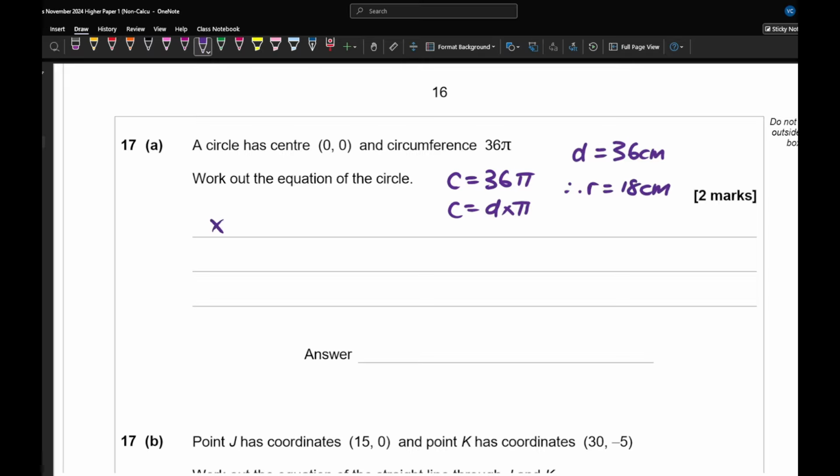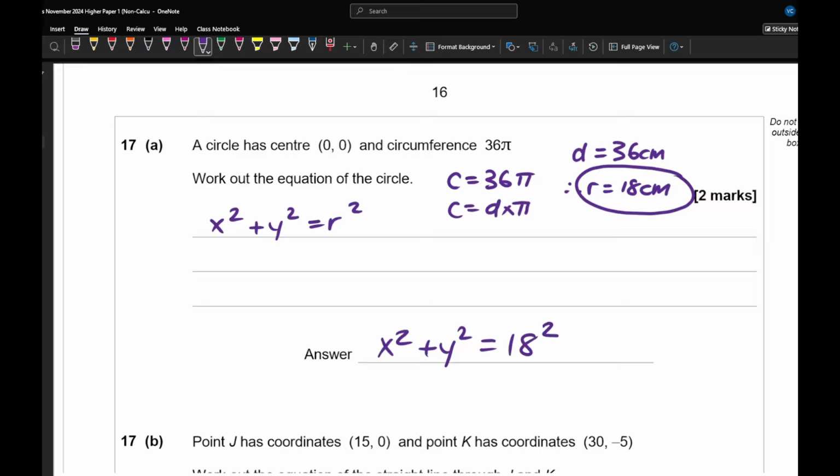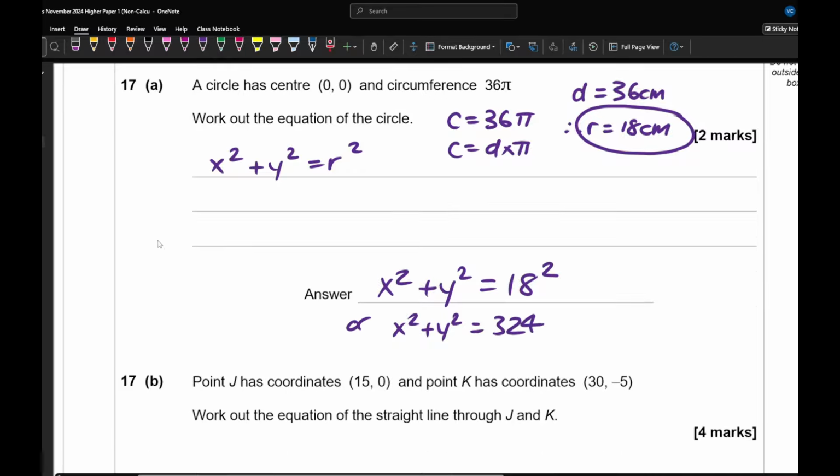Now the equation of a circle, when the centre is 0, is x squared plus y squared equals r squared. So all we then need to do is replace r with 18, giving me an answer of x squared plus y squared equals 18 squared, or you can write it as x squared plus y squared equals 324. So either of those two would be fine for the 2 marks.